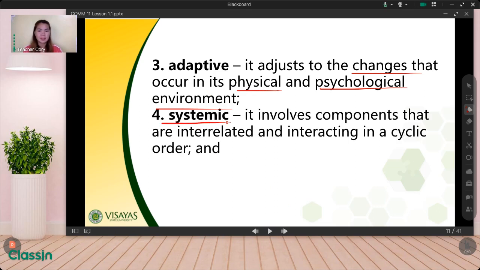Next, systemic. So it involves components. There are different elements that are interrelated and interacting in a cyclic order. So when we are engaged in communication, there are lots of factors that are interplaying, and that could also affect the delivery of the message. So we have different noises, the field of experience, and our channel. What channel are we using? And the capability of the sender or the receiver to encode and decode. Those are some factors, and they are interplaying in the process of communication.